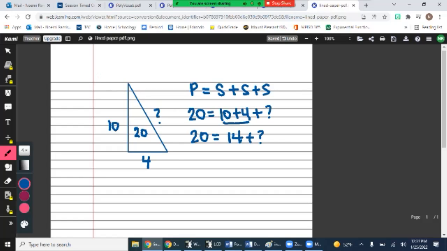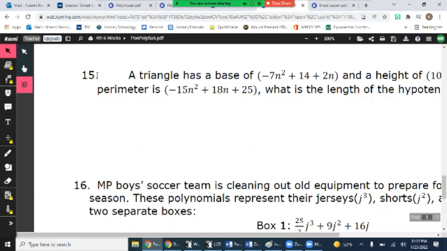Now to move the 14 back to this side, I would subtract it. Minus 14, it's positive, so I have to subtract. And 20 minus 14 gives me, and we have figured out that third side. We subtracted to find that missing side. So you're going to use the same method to find the third side for number 15 here.